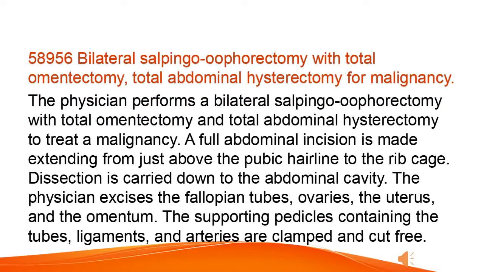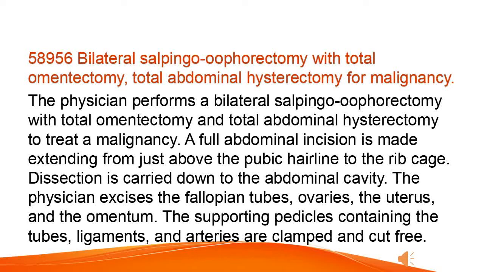Bilateral salpingo-oophorectomy with total omentectomy, total abdominal hysterectomy for malignancy. The physician performs a bilateral salpingo-oophorectomy with total omentectomy and total abdominal hysterectomy to treat a malignancy. A full abdominal incision is made extending from just above the pubic hairline to the rib cage. Dissection is carried down to the abdominal cavity.